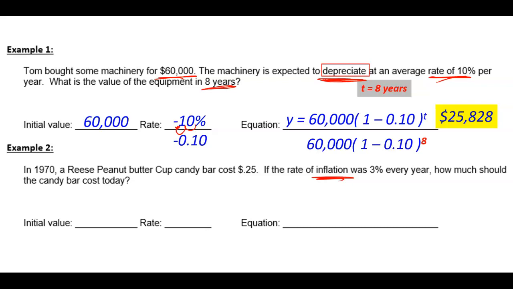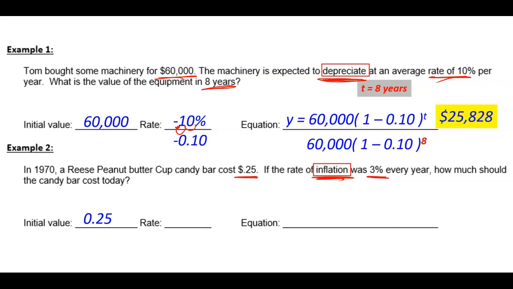Now, let's go ahead and underline some things. The cost, the initial value, is 25 cents. The inflation is at 3%. How much should the candy bar cost today? So what do I write for initial value? 45 cents. So close, except it's not 45. It's 25 cents. No, we're talking about in general. Oh, should? Okay, we're talking about Reese. Reese peanut butter cup. Just Reese.